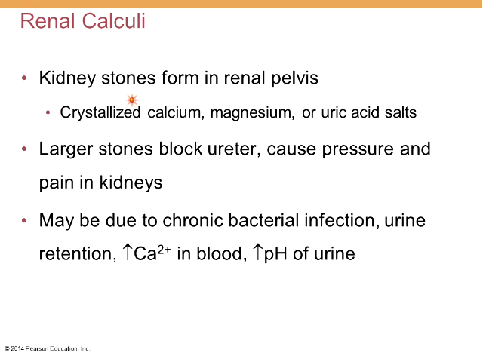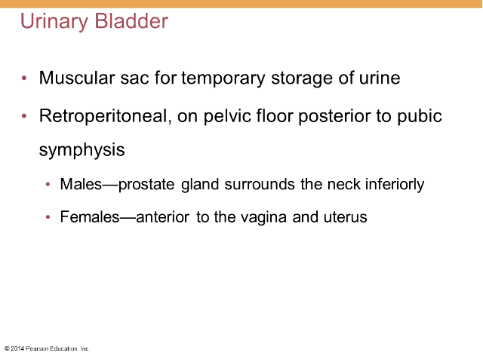Now, larger kidney stones can actually block the ureter, and because you're trying to go through peristalsis to move them into the bladder, that causes pressure and pain in the kidneys, and that's called renal colic. Kidney stones can be due to a chronic bacterial infection of the kidney, or urine retention, or too much calcium in the blood, or the urine is too alkaline. So often, if somebody has a chronic renal infection, so they have chronic renal stones, they'll have you acidify your urine by drinking acid juices, for instance, like grapefruit juice and all the other kinds of juices. You can have cranberry juice.